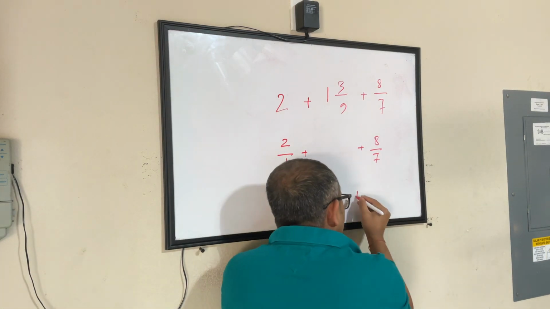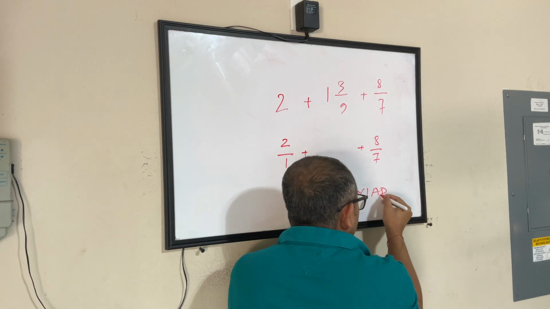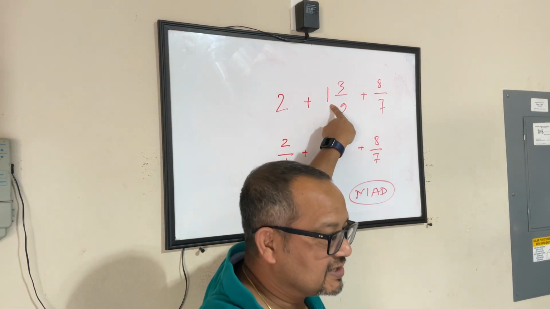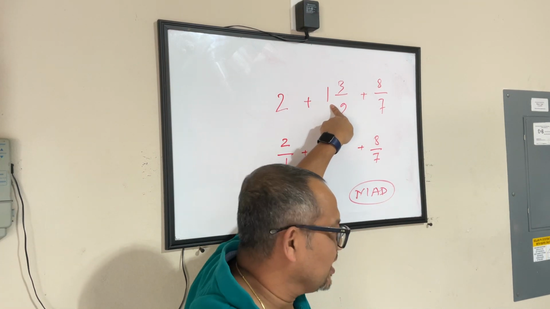We have to go mad. Right, Saina? We'll go mad for this guy. This guy is making us go mad.